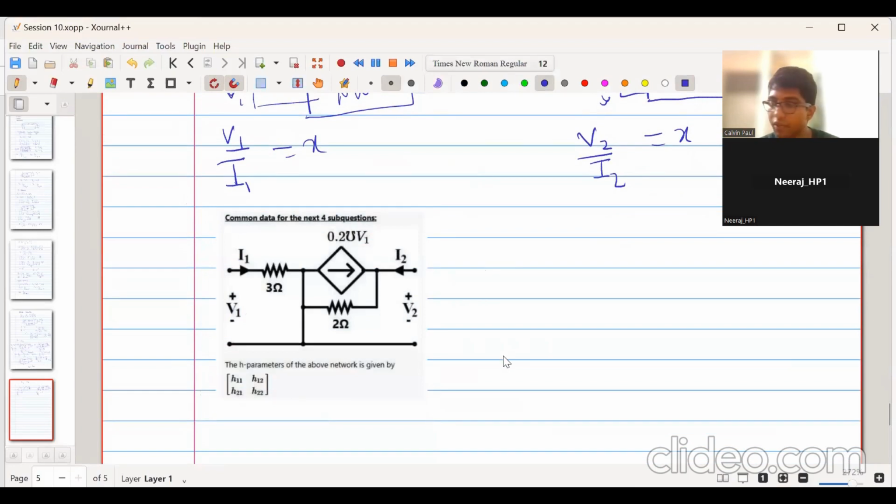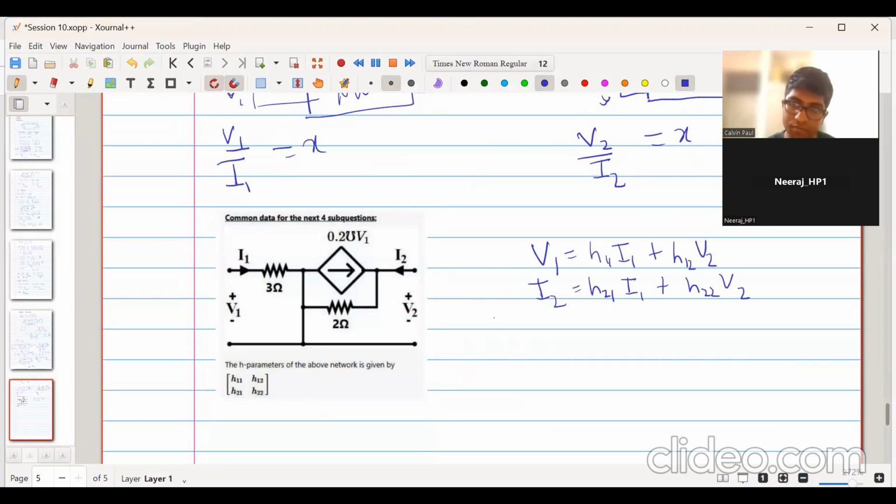Okay, so this is the question, and we want to find the H parameters of the network. So we first will write the H parameters. How do we write the H parameters? It is given by V1 is equal to H11 into I1 plus H12 into V2. Similarly, I2 is equal to H21 into I1 plus H22 into V2. This is for hybrid parameters, so we must know this relation very well. V1 is equal to H11 into I1 plus H12 into V2. Similarly, I2 is equal to H21 into I1 plus H22 into V2.